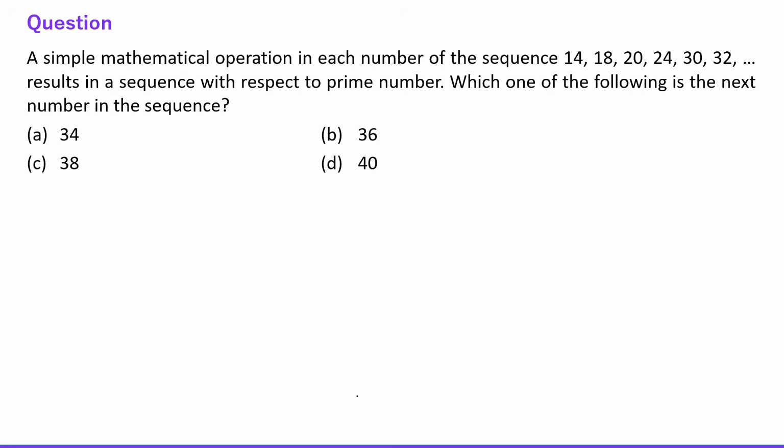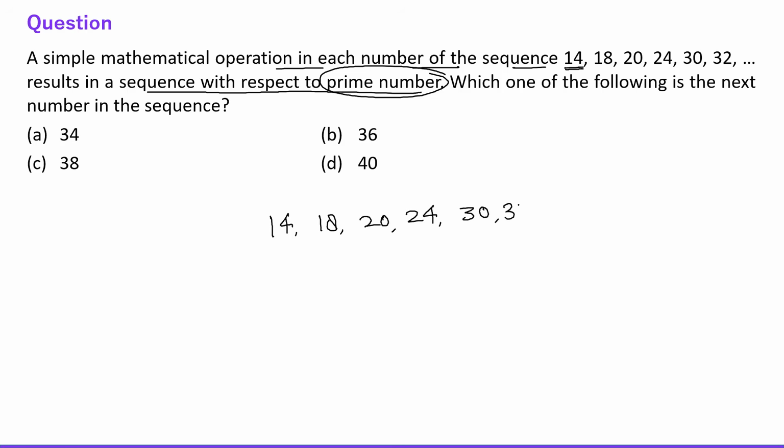Next question is, a simple mathematical operation in each number of the sequence. Sequence is 14, 18, 20, 24, 30, 32 and so on. Results in a sequence with respect to prime numbers. They are saying prime numbers. Okay, so 14, 18, 20, 24, 30, 32.